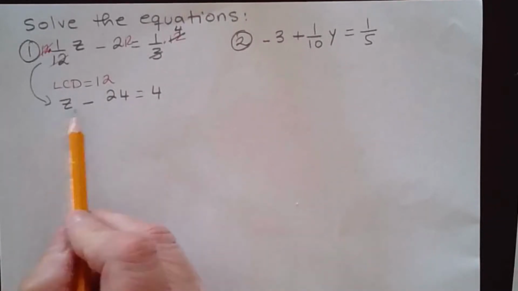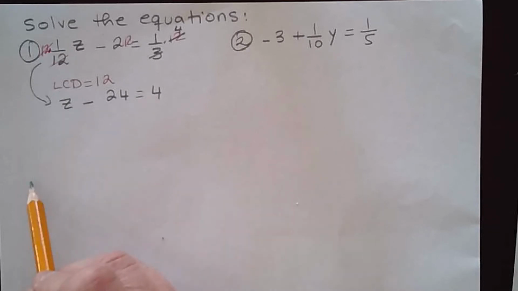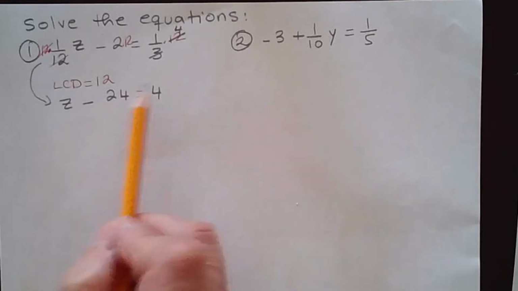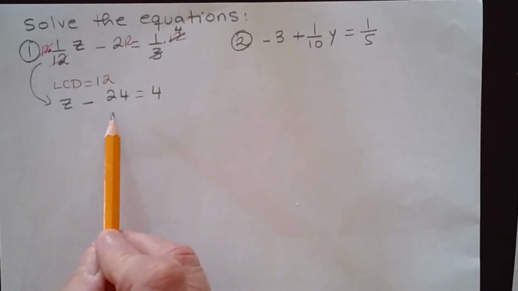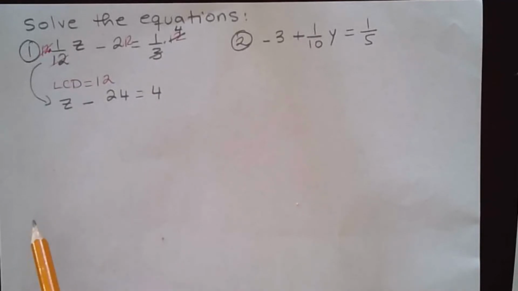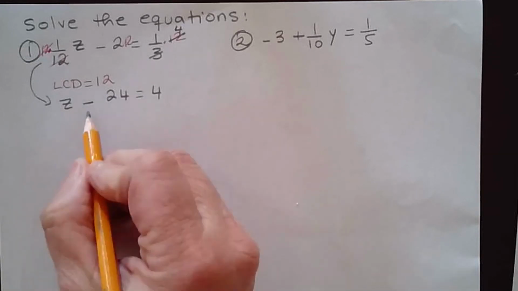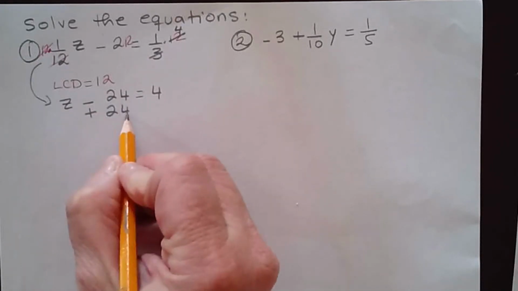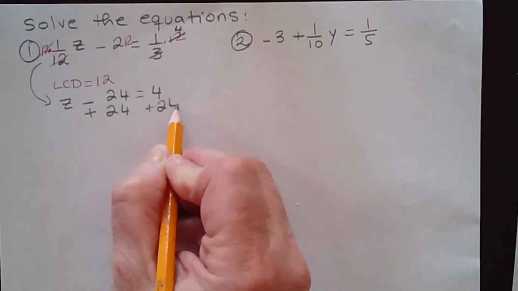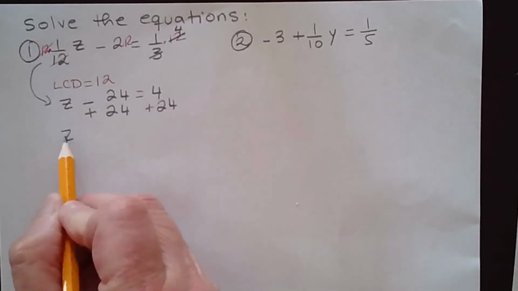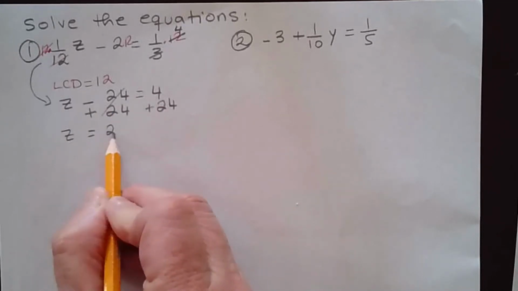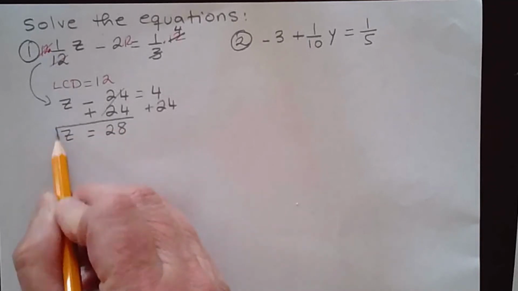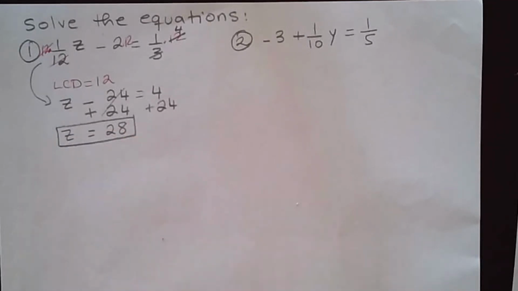So I multiply by the LCD on both sides of the equation to clear the fractions in the equation. And that's what I did. So I'm left with z minus 24 equal to 4. Solving for the variable, which is z, I need to add 24 on both sides of the equation. And that becomes z, this cancels, equal to 24 plus 4, which gives me 28. So I just solved for the variable. z is equal to 28.